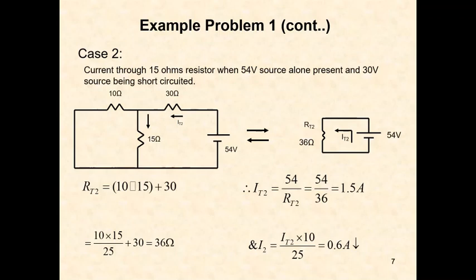So what are we getting? Due to the 30 volts voltage source, the current flowing through 15 ohms is 1 amp. And due to the 54 volts, the current flowing through 15 ohms is 0.6 amps. These two currents are flowing through the 15 ohm resistor individually.